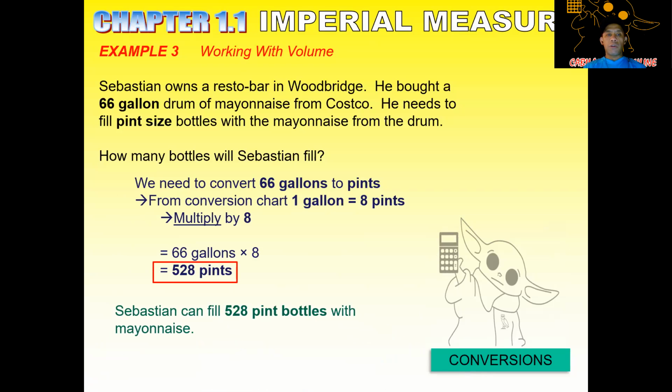All right. So again, when you're dealing with conversions, take a look at the conversion chart again. See what unit you're starting off with and what you wind up with. Take a look at the conversion factor and then multiply or divide from there.